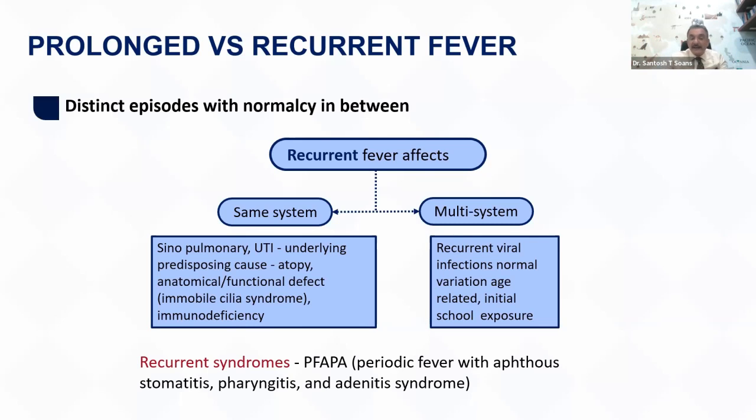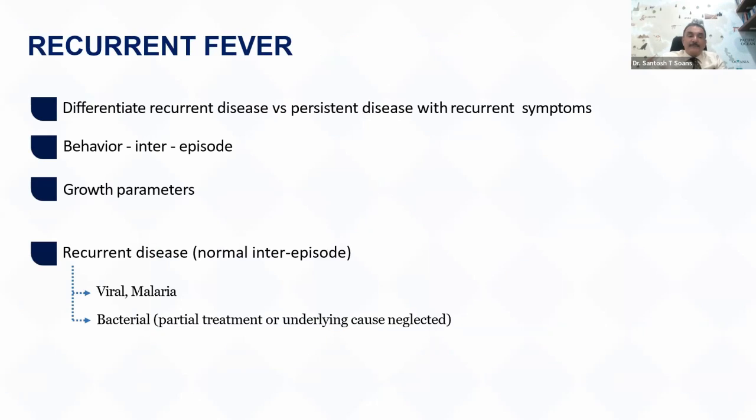Or you have recurrent syndromes, which we said. This is what they call PFAPA, that is periodic fever with aphthous ulcers, stomatitis, pharyngitis, adenitis syndrome. So with recurrent fevers, you need to differentiate recurrent versus persistent fever, and what will give a clue is the behavior, the interfebrile episodes, and what the growth parameters are.